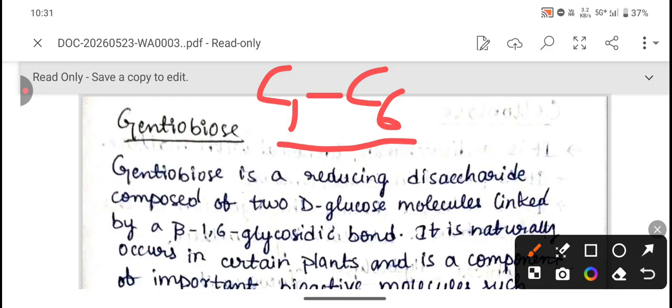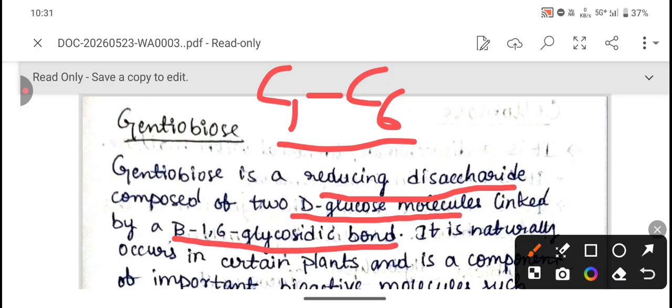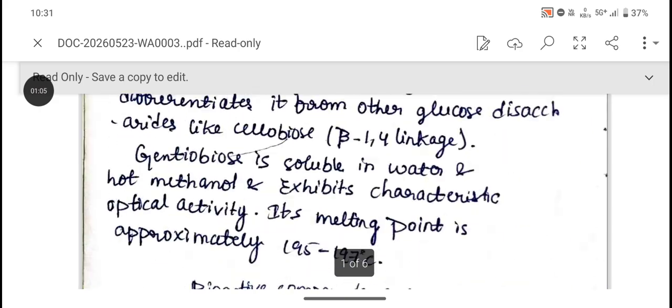Gentiobiose is a reducing disaccharide composed of D-glucose molecules linked by a beta-1,6 glycosidic bond. Basically, Gentiobiose is composed of two molecules of D-glucose which are linked by a beta-1,6 glycosidic bond, in which the bond forms between carbon atom 1 and carbon atom 6.